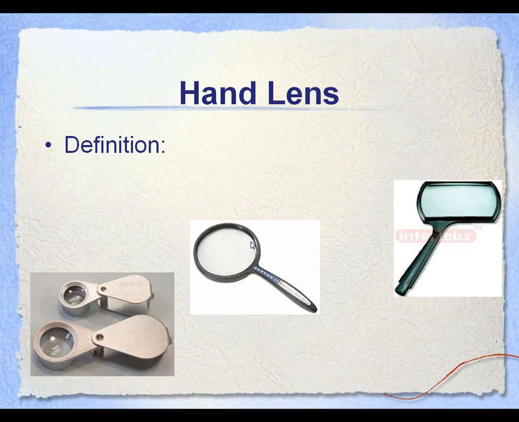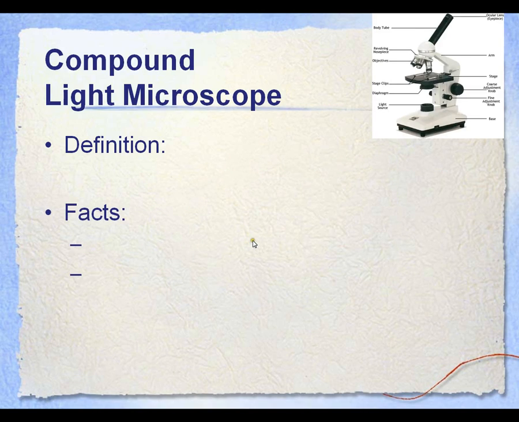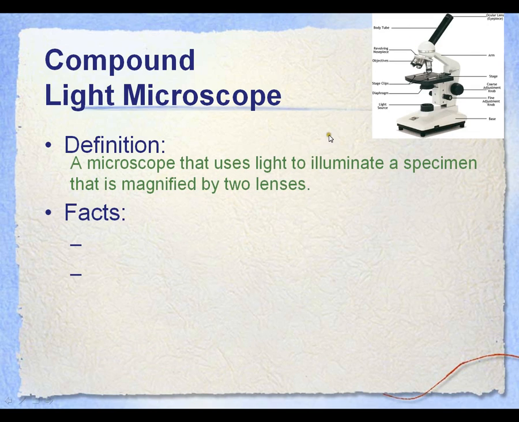Magnifying glasses, also called hand lenses. You guys are good with those? Let's talk about the compound light microscope. This is what we have in class and what we've been using this year. And it's a microscope that uses light to illuminate the specimen that is magnified by 2 lenses. And the 2 lenses, you have one here in the eyepiece and one here that you can change.